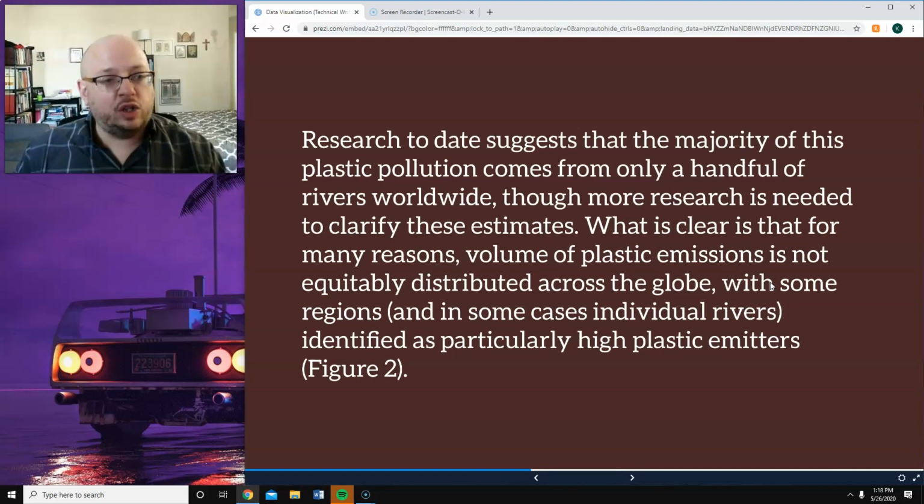And so they do include some text to emphasize the points they're trying to make. They say, research to date suggests that the majority of this plastic pollution comes from only a handful of rivers worldwide, though more research is needed to clarify these estimates. What is clear is that for many reasons, volume of plastic emissions is not equitably distributed across the globe, with some regions, and in some cases individual rivers, identified as particularly high plastic emitters. If you go back to the figure, you can see that point really clearly emphasized in the graph itself. So remember, you've got to put some text along with the graph to help readers figure out how to interpret the data.